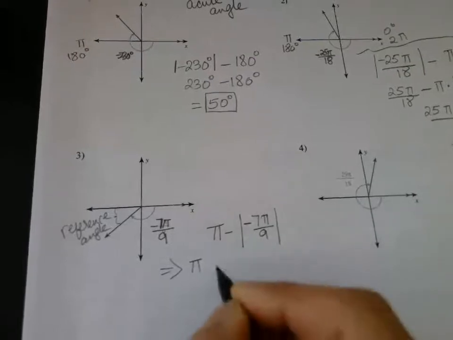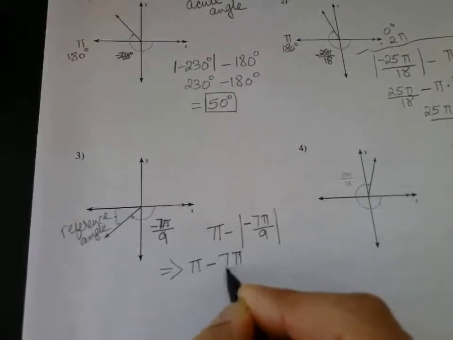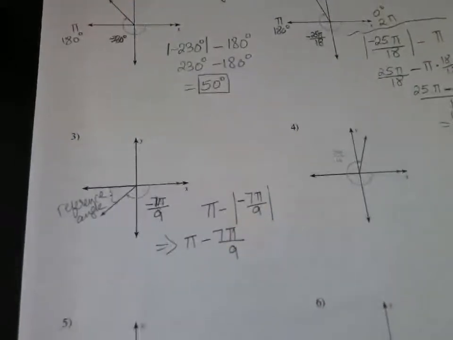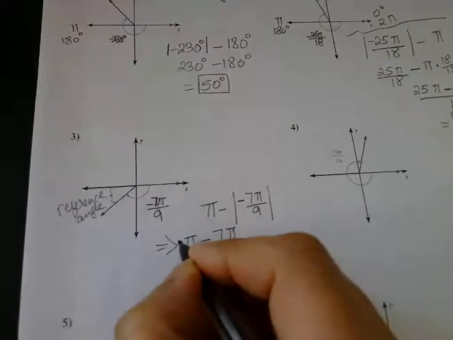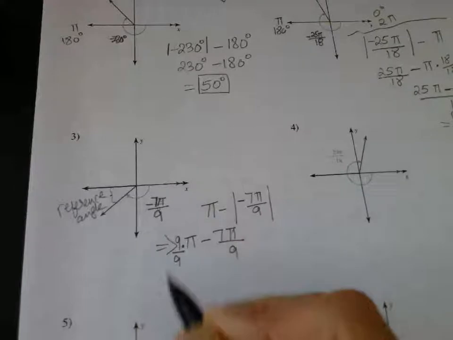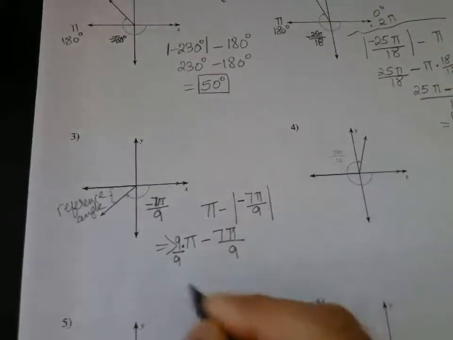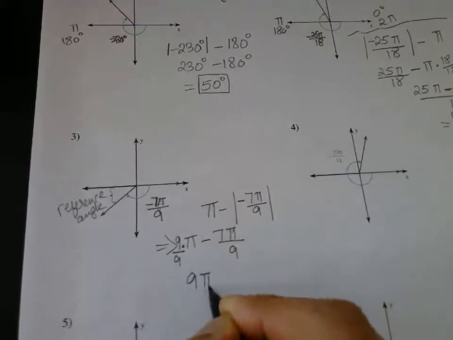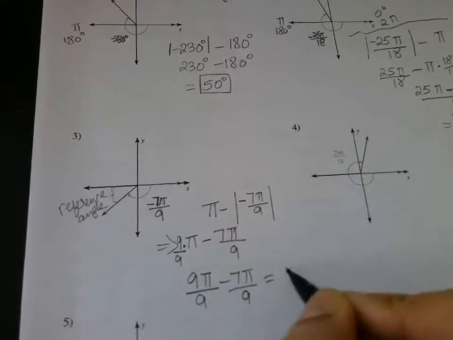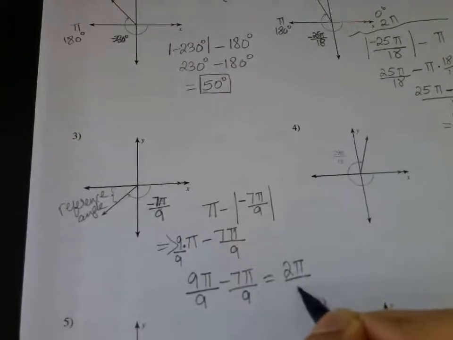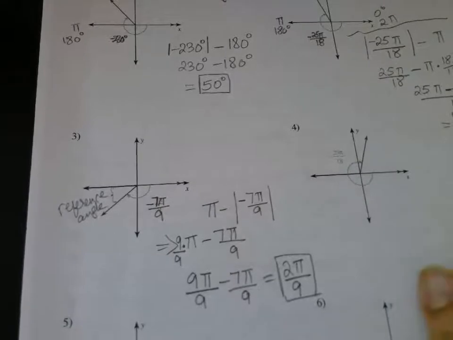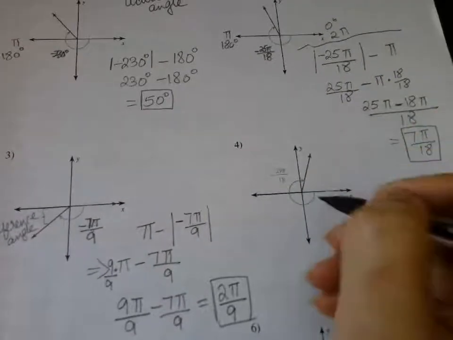Let's take this out of the absolute value. So it will be 7 pi over 9. Now, to subtract a fraction, I need to make a common denominator. To make a common denominator, I can multiply pi in the numerator with 9 and the denominator with 9 as well. So we will end up with 9 pi over 9 minus 7 pi over 9, and our reference angle is nothing but 2 pi over 9. Let's solve one more question and then we will check the answers from the answer sheet.